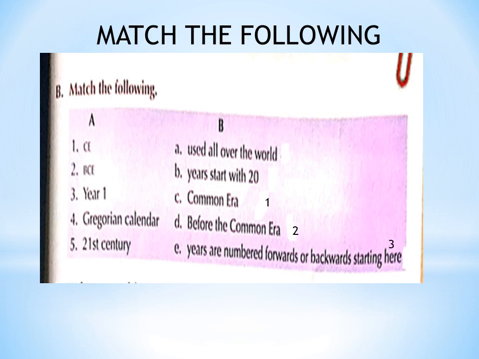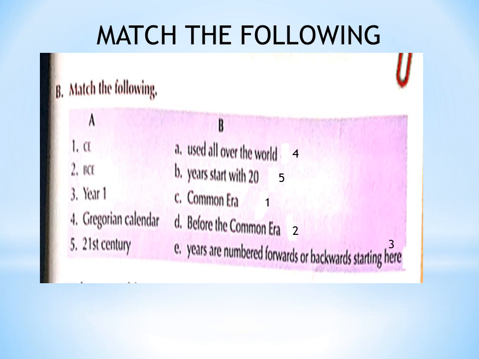Now we will move to number 4. Gregorian calendar. Which one will be the match for this one? Number A: used all over the world. Now the last one, 21st century. And the match will be number B: years start with 20. So that's all about match the following.